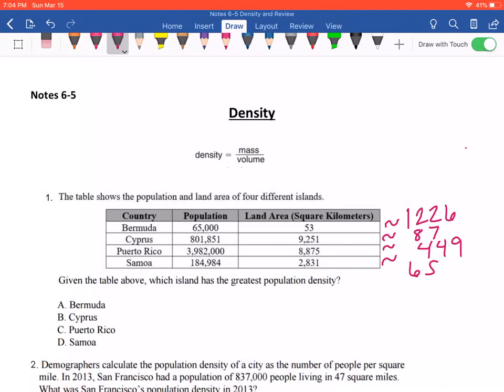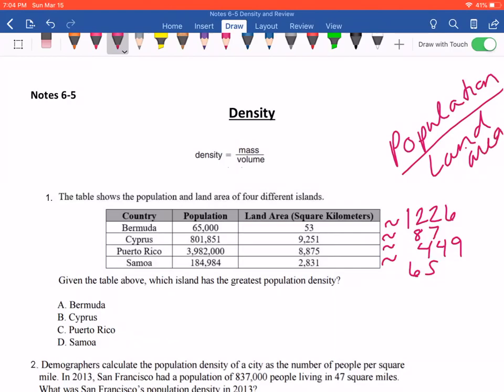Well, in order for us to figure out which island has the greatest population density, we want to take the total population of the island and divide that by the land area of the island. What that will do is give us how many people per square kilometer live on that island. So taking Bermuda, 65,000 divided by 53 square kilometers, we end up with about 1,226 people per square kilometer.